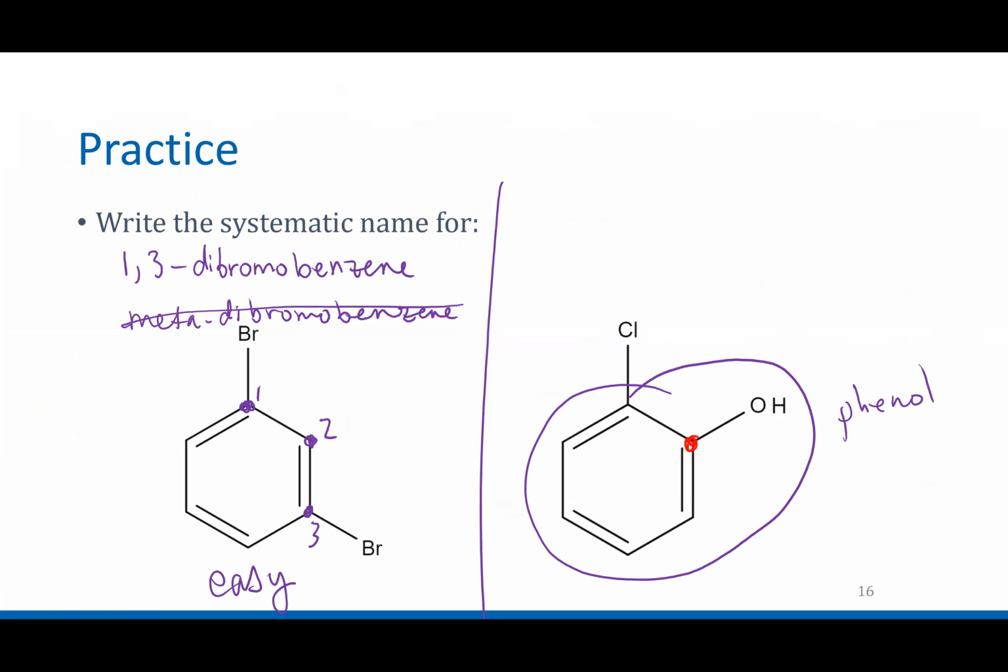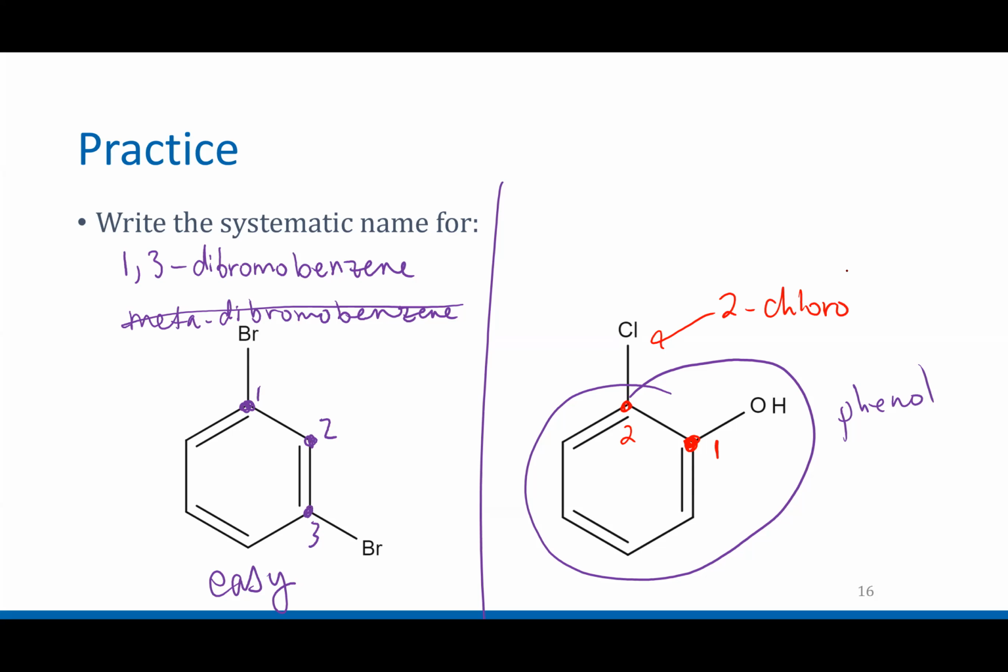Okay. So, remember when we're numbering this, we start at the most important group, our functional group, OH in this case. So this would be carbon number 1. Okay, well, this carbon would then therefore be carbon number 2. So this would be 2-chloro.